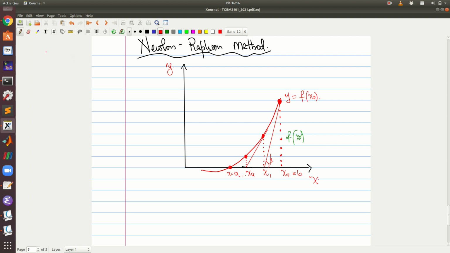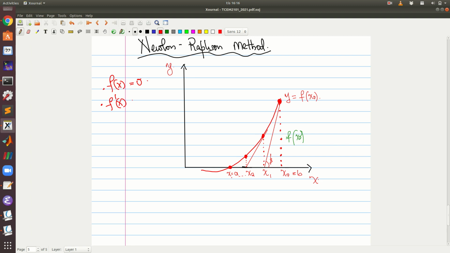So this is how it flows. We consider our function f of x equals to 0, and where f has a continuous derivative. Okay, so we have a function here and it has a continuous derivative f prime of x.